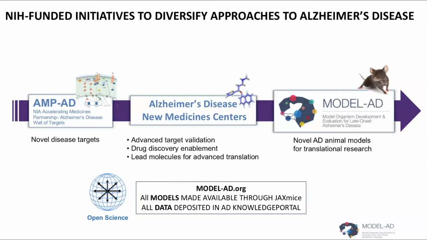Everything I'm going to be talking about today is available either on the modelad.org website, but also all models are made available through JAX Mice, and all data will be deposited in the AMP-AD knowledge portal. And the essence of all this work is really open science. So we get the data out and we get the models available at the earliest opportunity.